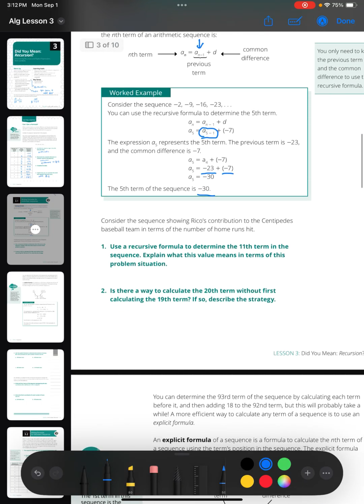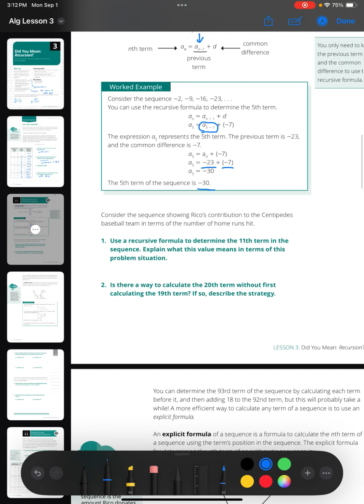Okay, moving down to the box below that says, consider the sequence showing Rico's contribution to the Centipedes baseball team in terms of the number of home runs hit. So 1, use a recursive formula to determine the 11th term in the sequence. Explain what this value means in terms of the problem situation.